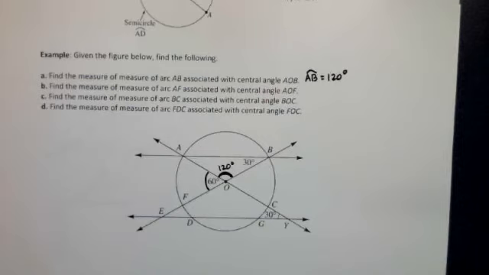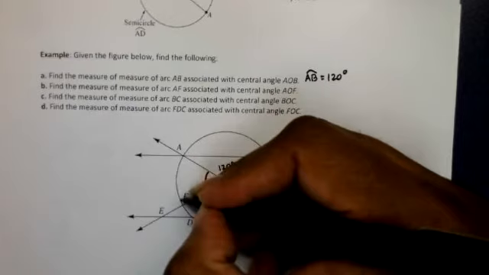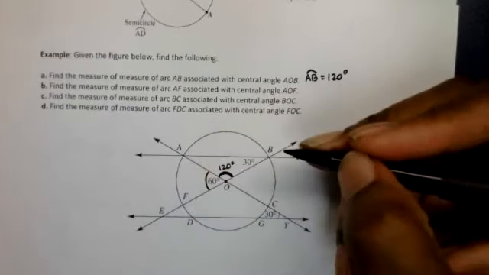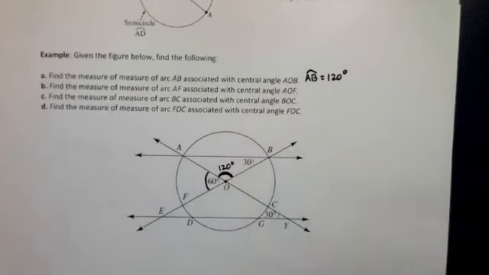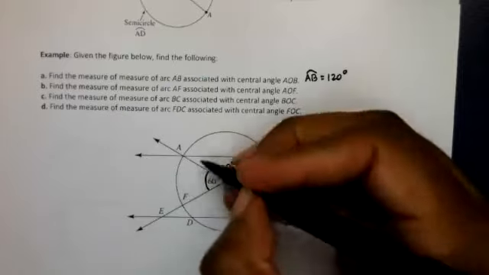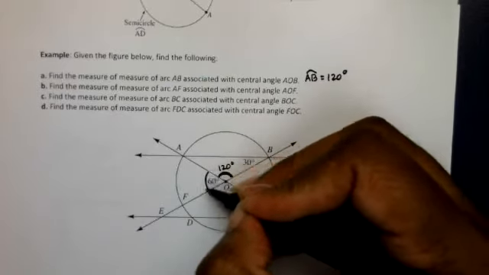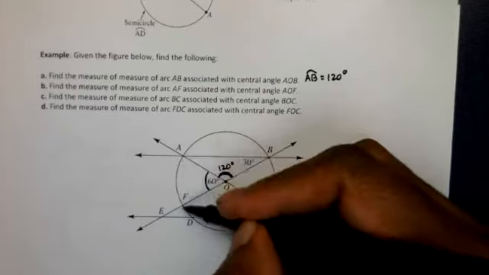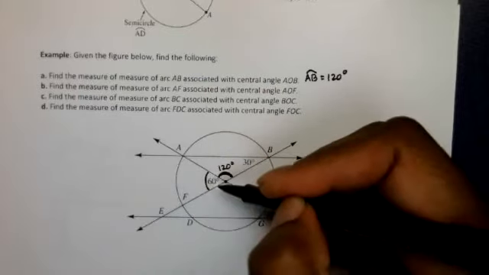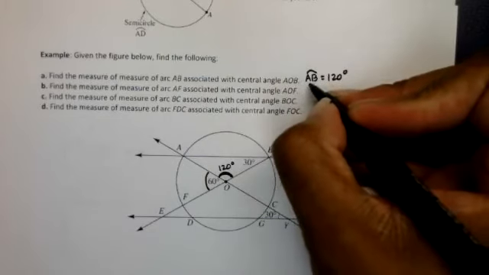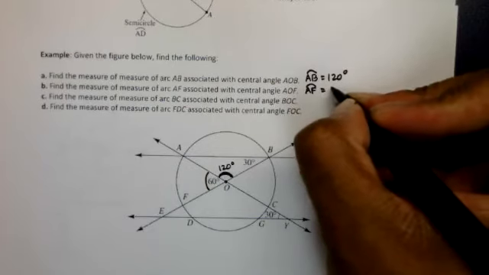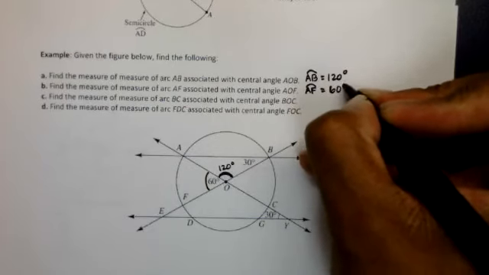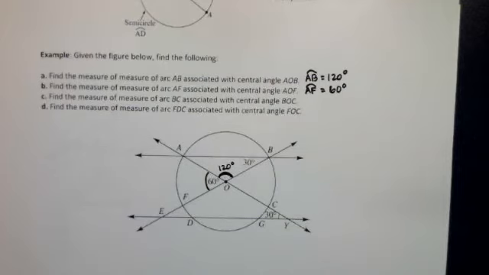Okay. Now in part B, we want to find the measure of arc AF. This is AF over here on the left side, associated with the central angle AOF. Here's A, here's O, and there's F. Well, that central angle AOF is 60 degrees. So that means that arc AF will have the same angle measure as angle AOF, which means that the measure of arc AF is 60 degrees as well.